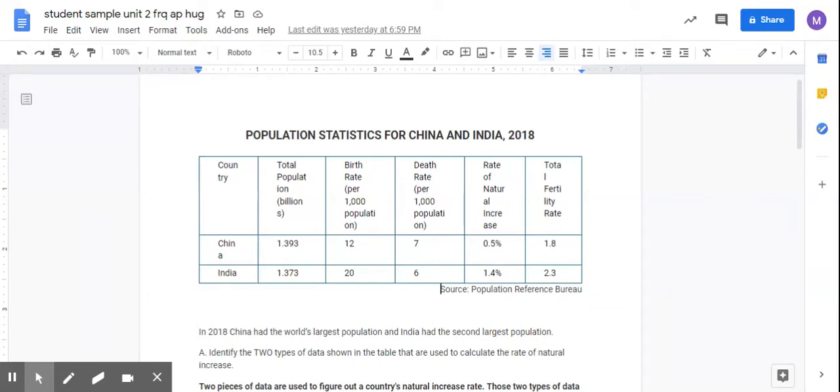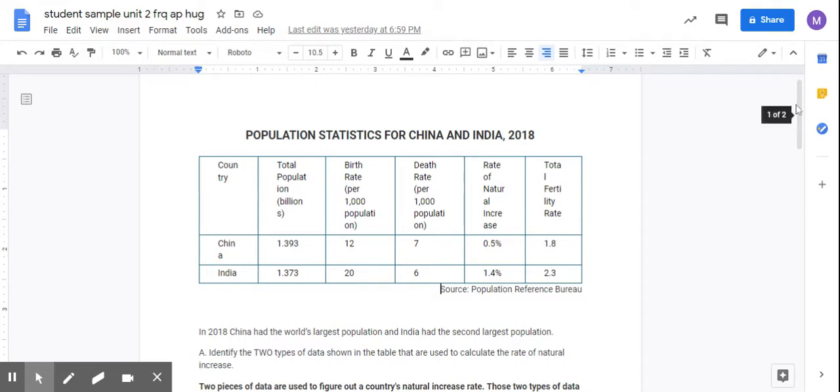Okay, good morning. This is a video tutorial to help AP Human Geography students with the FRQ for Unit 2, Population and Migration. So if you took the Unit 2 FRQ in AP Classroom, this should look pretty familiar. I just copied and pasted the table, the stimuli, and the questions.